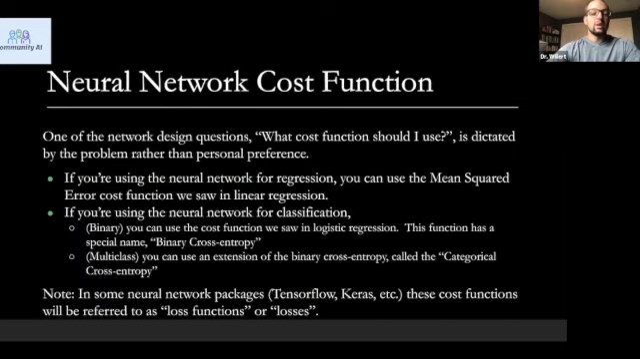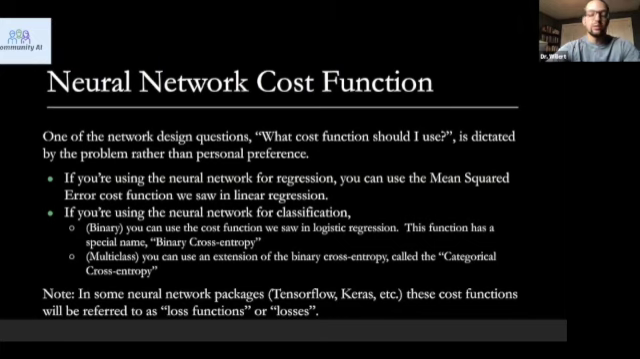And finally, we need to talk about what the cost function should be. This is dictated by the problem rather than personal preference in most cases. So if you're using the neural network for regression, we can use the mean squared error cost function, just like we saw in our second or third lecture, which was on linear regression. If you're using the neural network for classification, we can actually use the same cost function we saw in logistic regression if it's a binary classification problem. And this function actually has a special name. It's called the binary cross entropy.